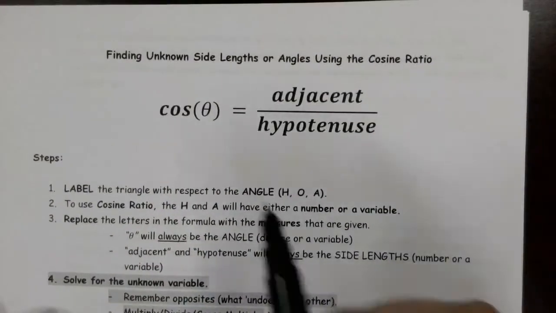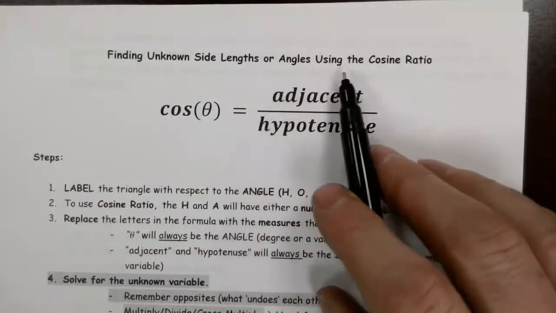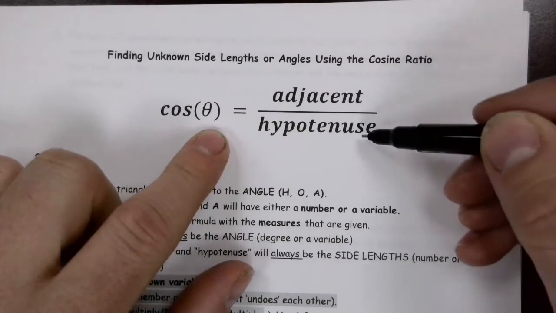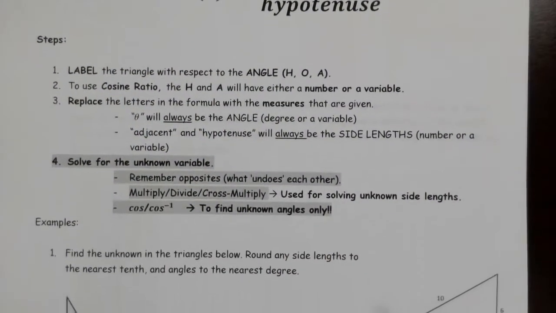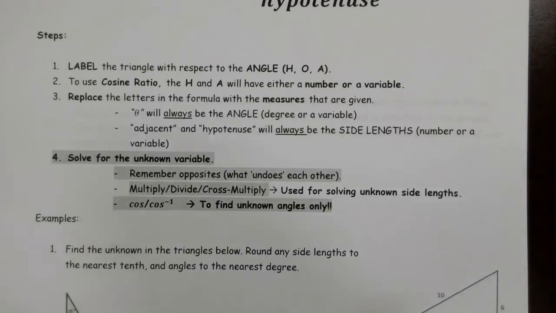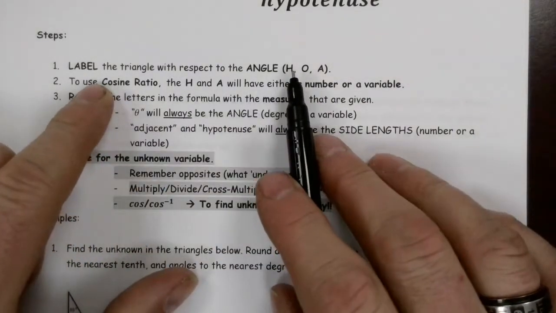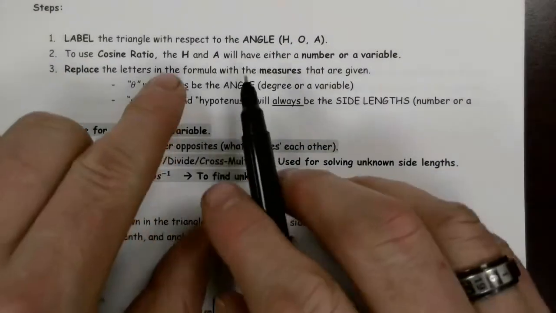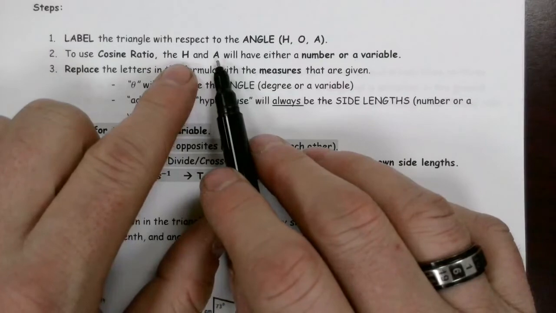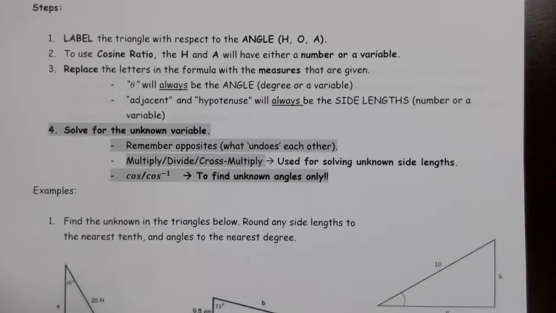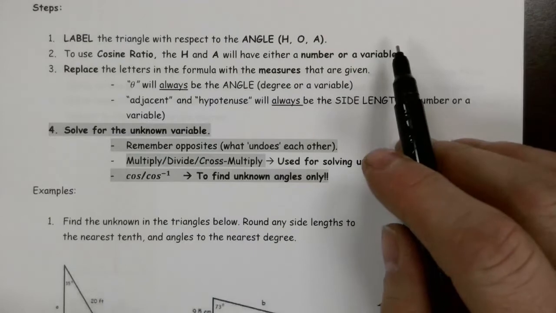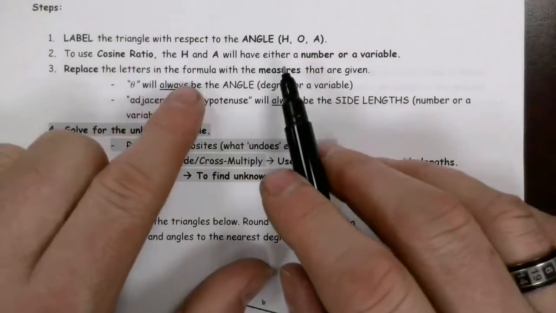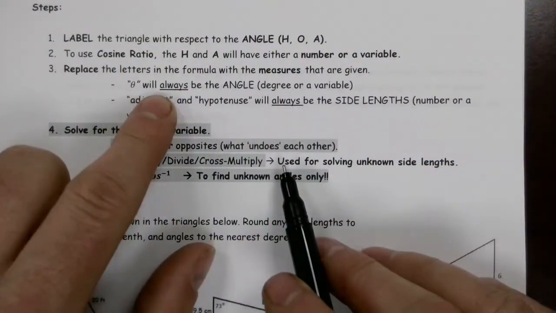But here we go. To find the unknown side lengths or angles using the cosine ratio, the cosine of the angle is the length of the adjacent side over the length of the hypotenuse. Just like we did before with the sine ratio, we're going to label everything in terms of hypotenuse, opposite, and adjacent. Okay. We're going to use the cosine ratio if we're looking at the hypotenuse and the adjacent, if we've got numbers or values or even a variable if we're looking for one of those. We're going to replace values or the variables with measures if we've got them. So theta will always be the angle.